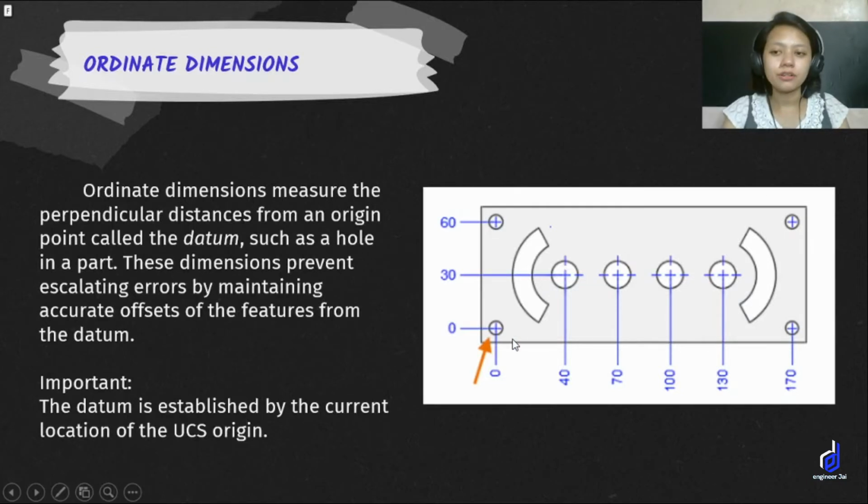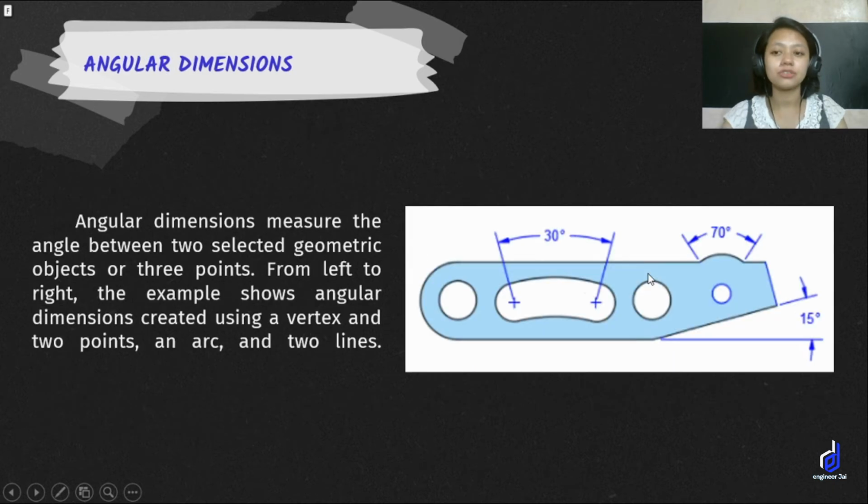Then, for ordinate dimensions, it is based on your x and y origin, 0, 0. So, this is 3040, this is 3070. The next is 3100. So, from the origin, that is the base of its dimensions.